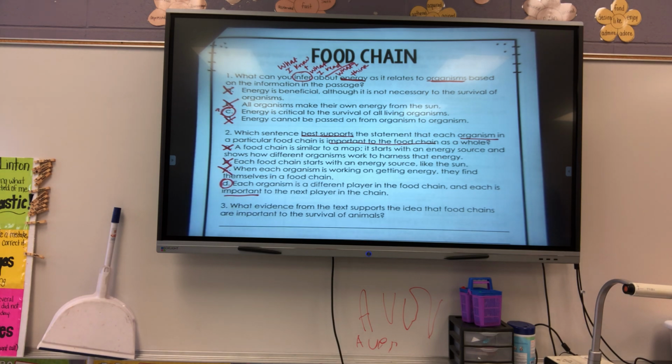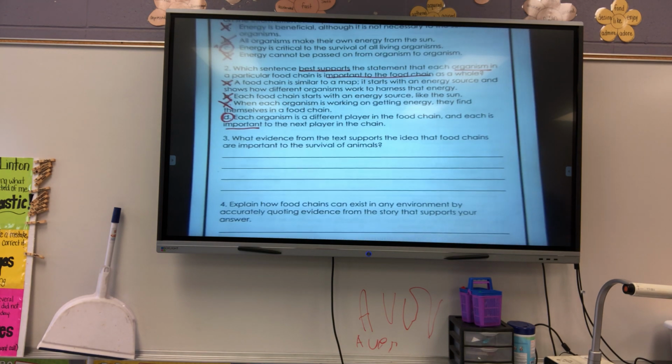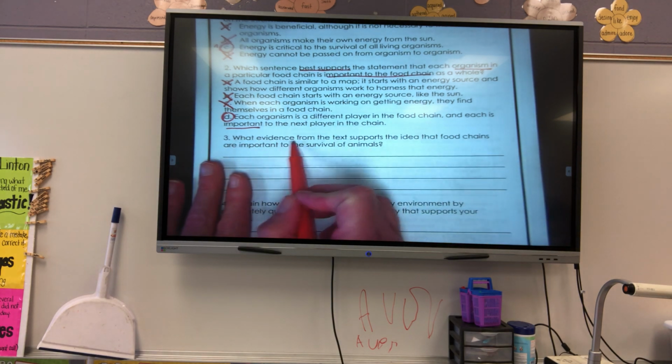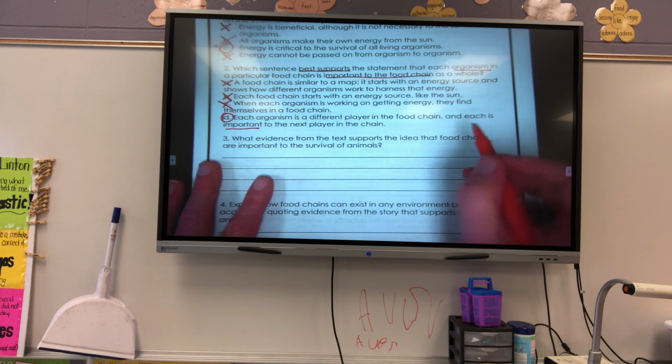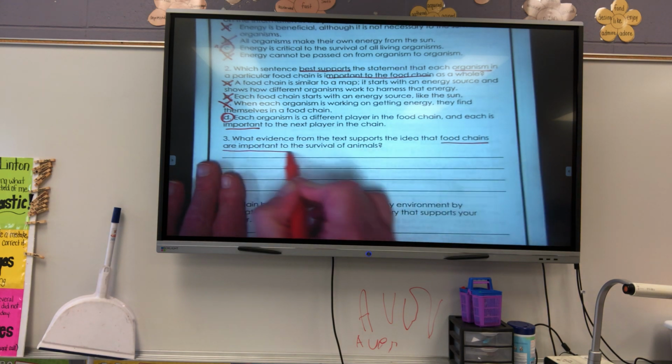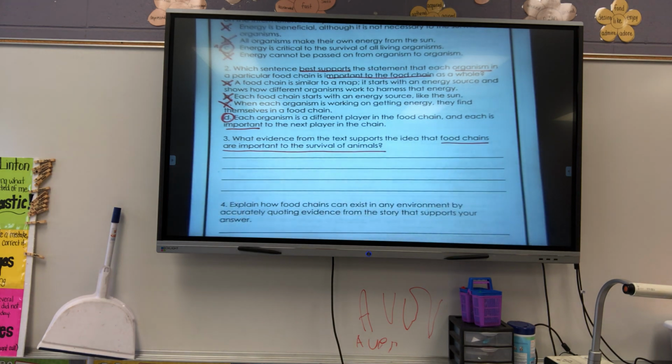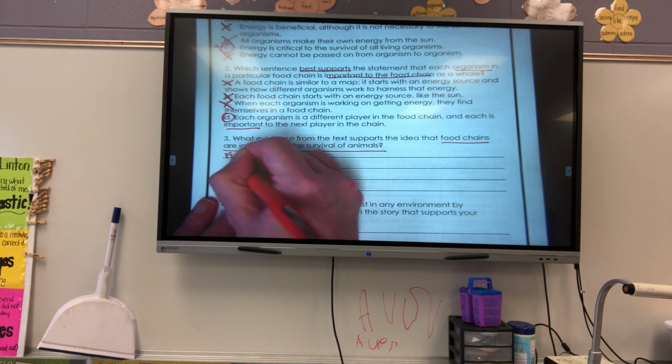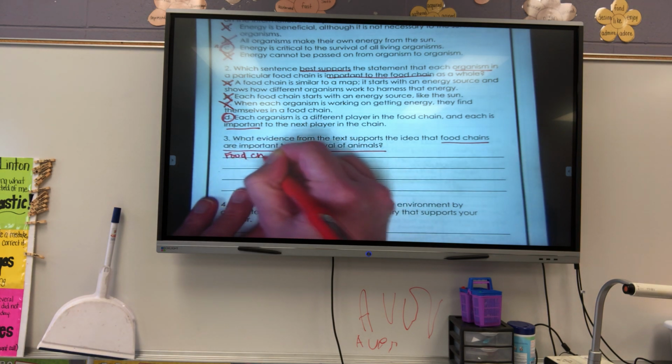All right? So now let's look at three. Three is a race question. So we're going to start off with restating. What evidence from the text supports the idea that food chains are important to the survival of animals? So I'm going to start my sentence off with what? Food chains.